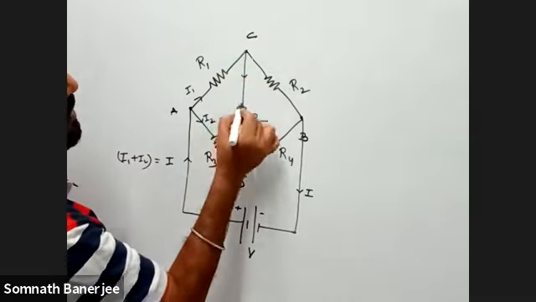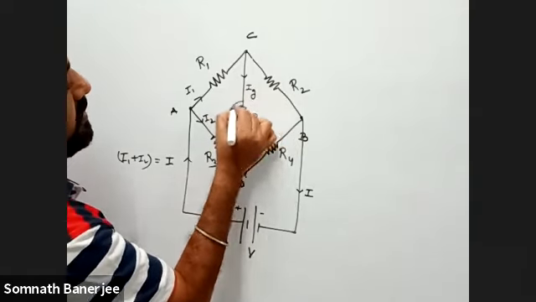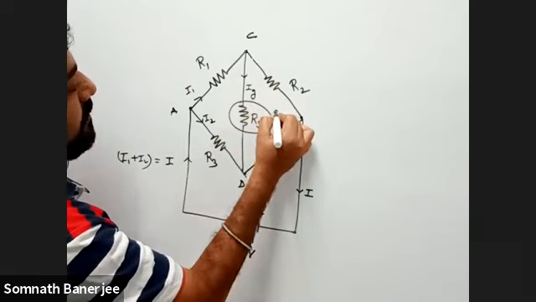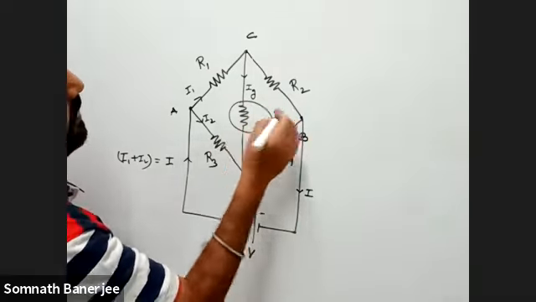Now let this one be a galvanometer. The current flowing through this is IG. You can write R5 or you can write it RG. Same thing.